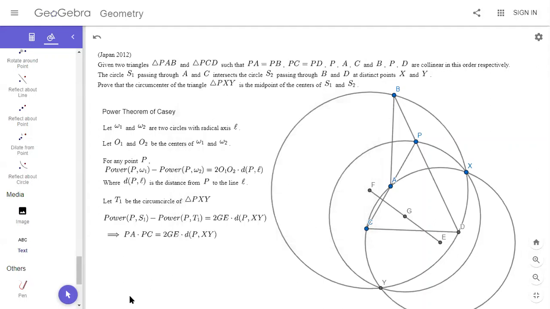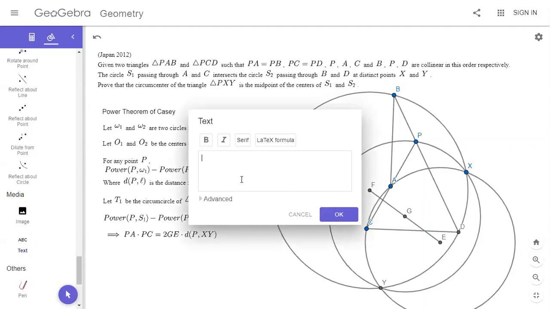And then similarly, I'll just rewrite it. So if we take the power of P with respect to S2 minus the power of P with respect to, yeah, why did I even call it P1 and not just T? But that's equal to PB times PD. I'll write that as the next line. But that's 2 FG times the distance from P to XY.